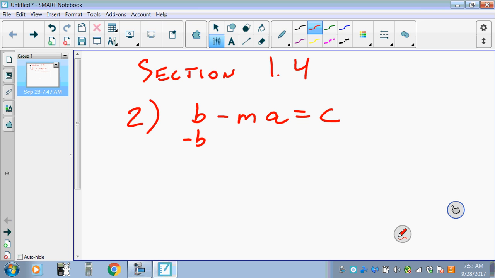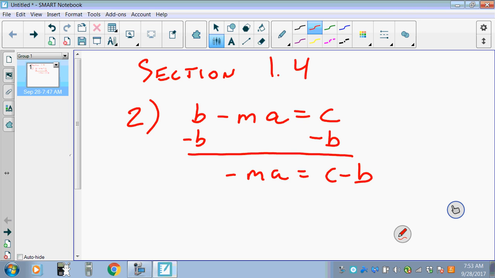So they want you to subtract B and subtract B. So now I have negative MA equals C minus B. You're going to divide by A, but remember this negative sign is really a coefficient of -1. So we got to get rid of the -1 as well. You could do it in 2 steps, where you divide by A on both sides, and then you divide by -1 on both sides. But do yourself a favor, divide by -1A on both sides. That will cancel this out, this out, this out, and that'll become 1.